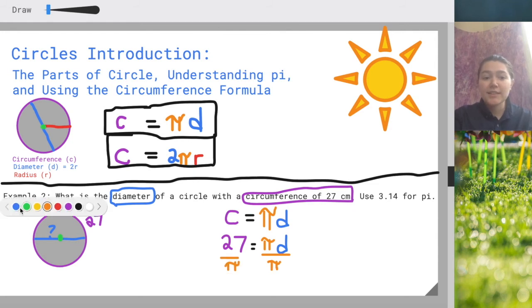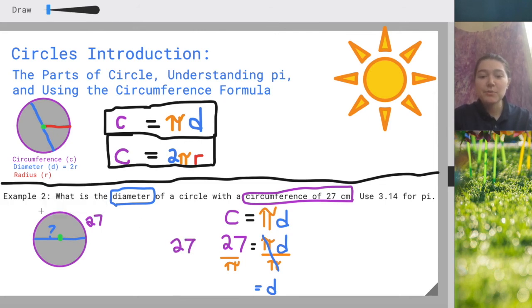When I do that, on my right-hand side, I'll have pi divided by pi. Pi divided by pi, just like any other number in the whole world, is equal to 1. It goes away. Any number divided by itself is 1. So that goes away, and I just get d. And then on my left-hand side, I have to do 27 divided by pi. They're telling us here, though, that they want us to use 3.14 for pi. So I could also write this as 27 divided by 3.14.